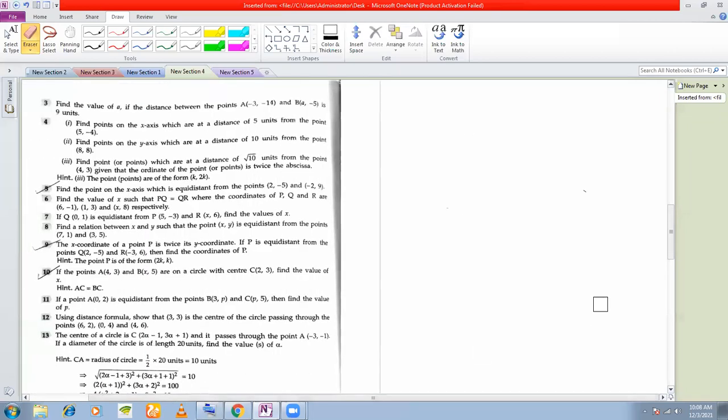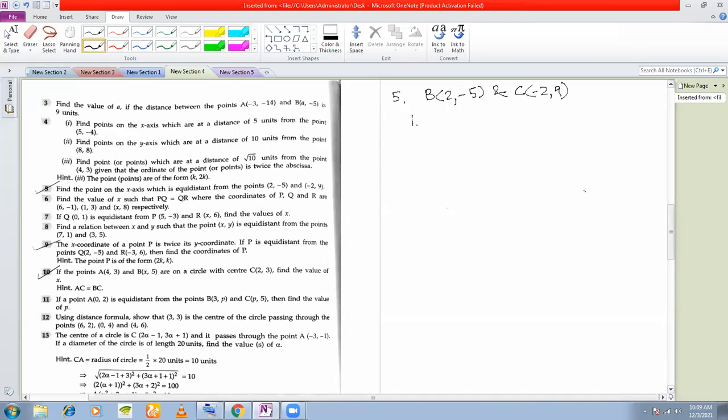Look at question number 5. The question is: find the point on the x-axis which is equidistant from the points (2, minus 5) and (minus 2, 9). These 2 points are given. Let us consider this point to be B and let's consider this point to be C. You need to find a point on the x-axis which is equidistant from these 2 points B and C.